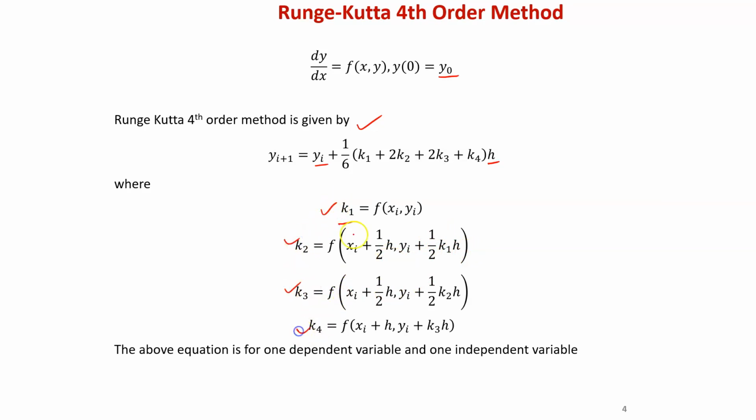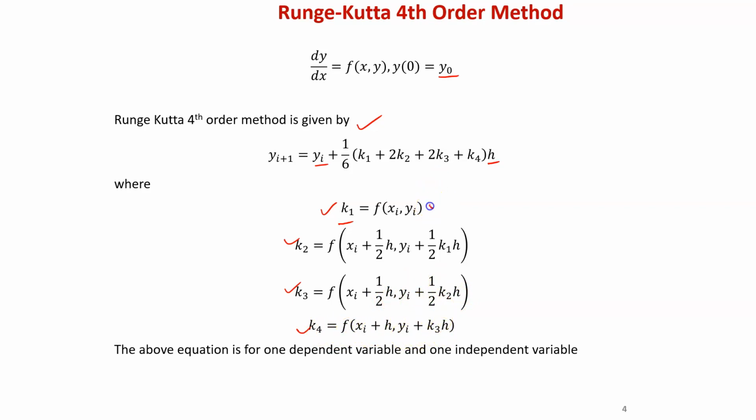Now if we average those, we will get the next step of y. So k2 is f of x i plus half of h, y i plus half of k1 h, k3 is f of x i plus half of h, y i plus half of k2 h, and k4 is equal to f of x i plus h, y i plus k3 h.